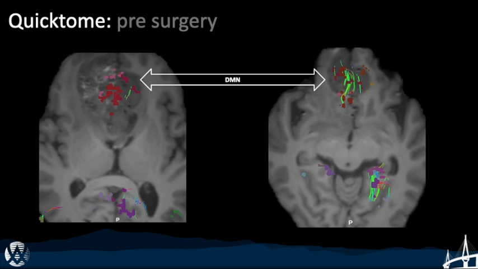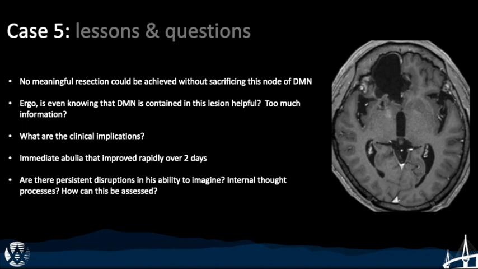So this is a case where you might have many neurosurgeons saying, well, is this too much information? You know, I just want to rip this thing out, right? I mean, can I just do a lobectomy like I normally would do? And ultimately, in this case, that's what I did. I just made the determination that no meaningful resection could be achieved without sacrificing that node of the DMN. So was knowing the DMN is contained in this lesion helpful? Was it too much information? What were the clinical implications of even taking this node, right?